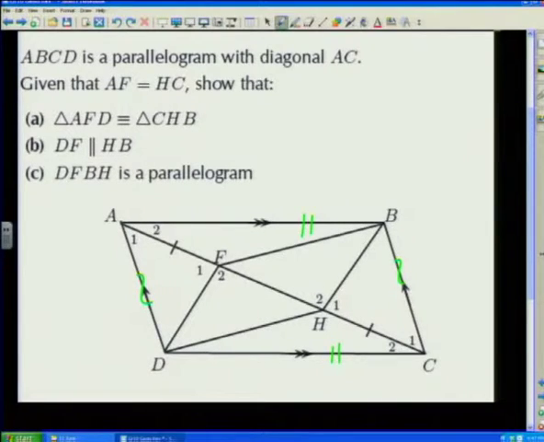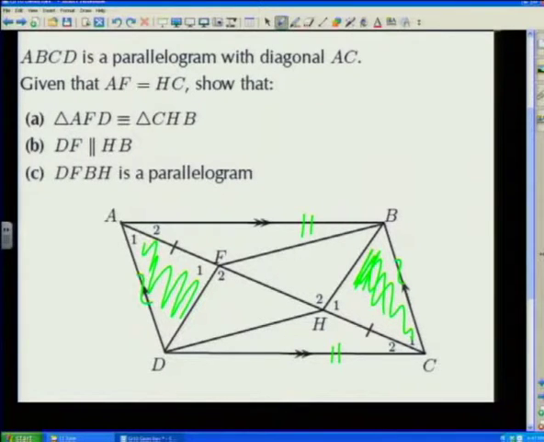All right. They also tell you you've got your diagonal AC such that AF is equal to HC. So they've just marked that for you on the diagram. So it's given that AF is equal to HC. The first question says, prove that triangle AFD, okay, so that's this one here. Prove that triangle AFD is congruent to CHB, which is this one on the opposite end.